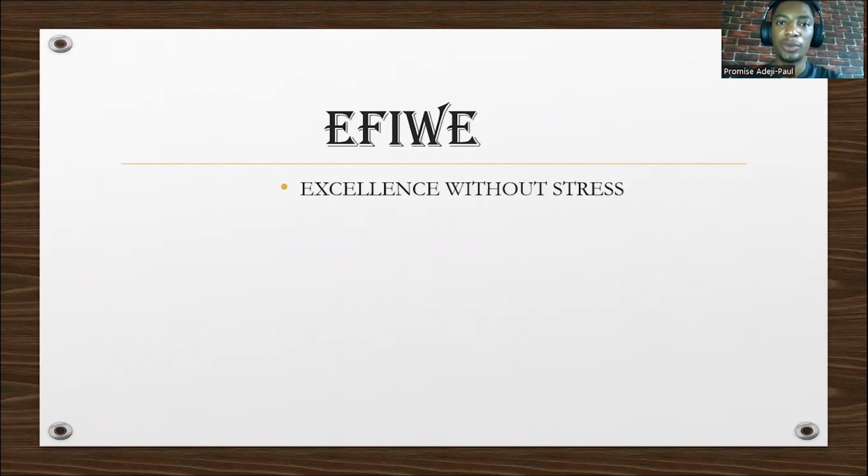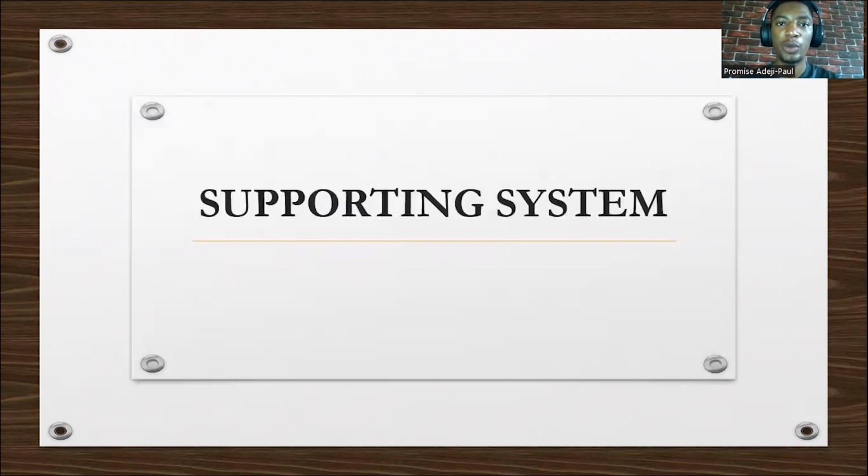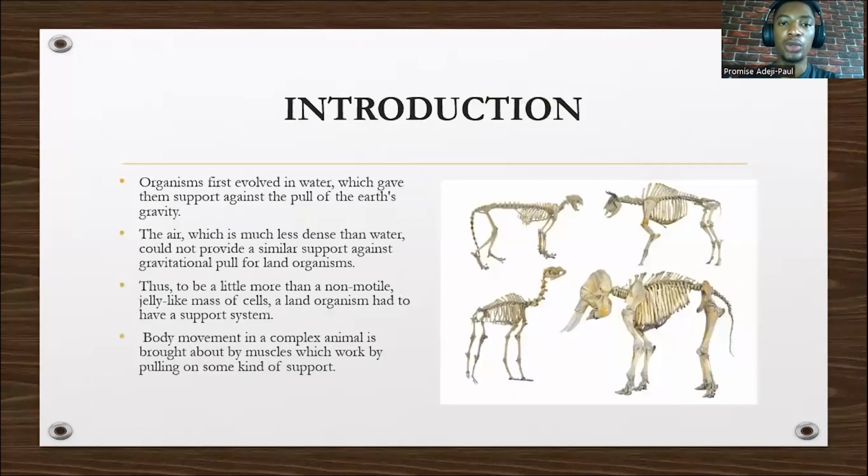Excellence without stress. So today we'll be talking about the supporting system, the way the bodies of living organisms are supported. We talk about the skeleton, we talk about bones, and not just in animals, we also talk about plants, how plants are supported, how they are able to stand, how we are able to stand, how animals are able to move. That we'll be diving into today.